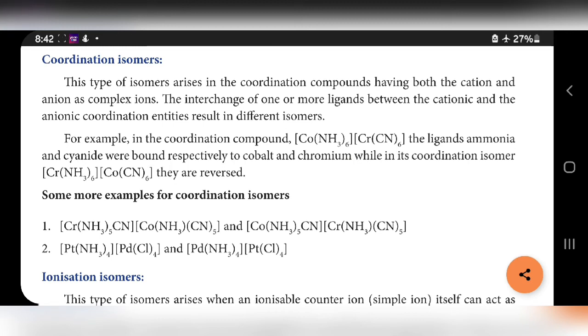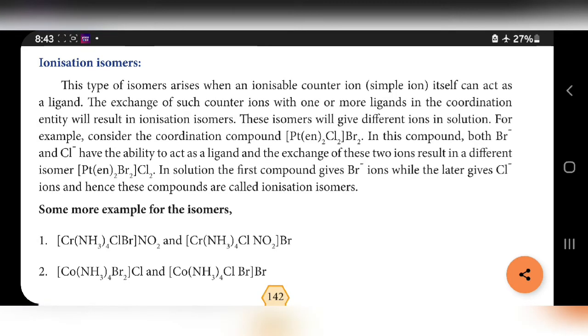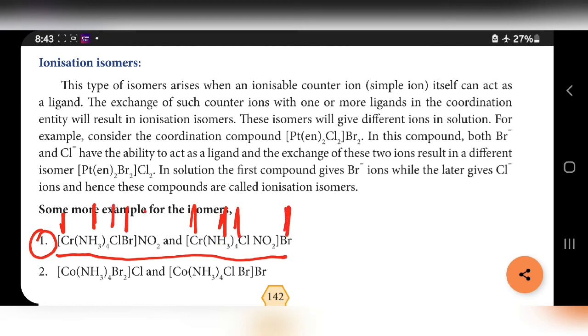So only two different compounds arise. Next topic: ionization isomer. This is also very simple. See this example. These two compounds have the same molecular formula. Both have chromium, 4 NH3, 1 Cl, 1 Br, and 1 NO2.